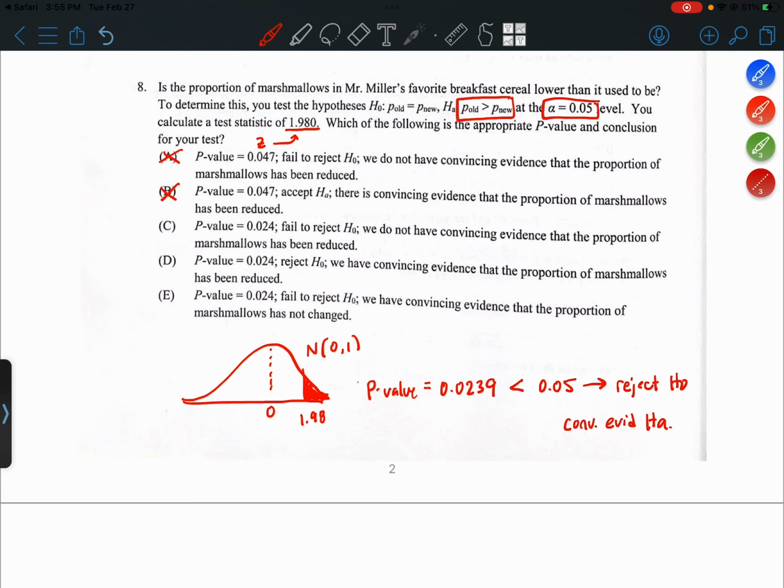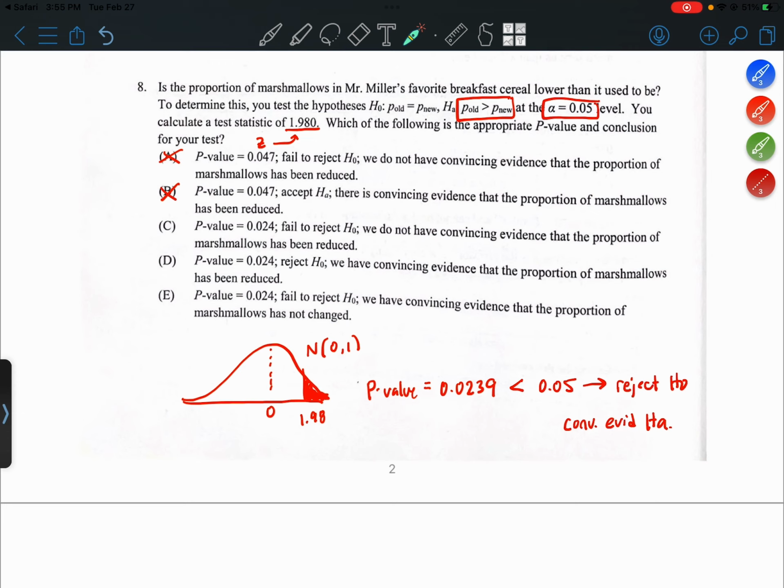Now in context, we are going to say we have convincing evidence that the proportion of marshmallows in the old cereal is greater than the proportion of marshmallows in the new cereal. Or to phrase it another way, that the proportion of marshmallows is now lower than it used to be.